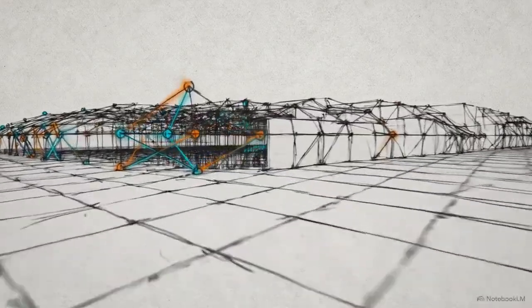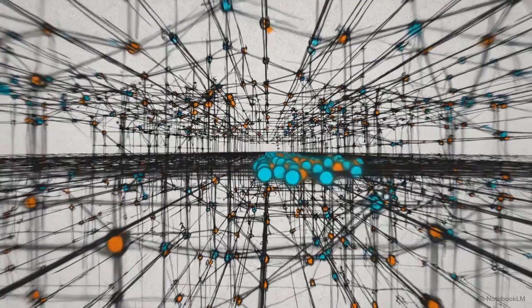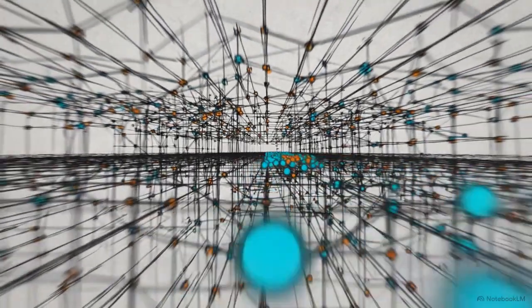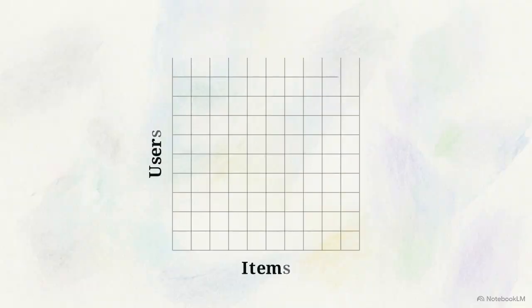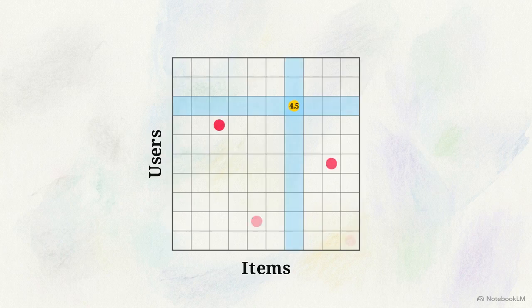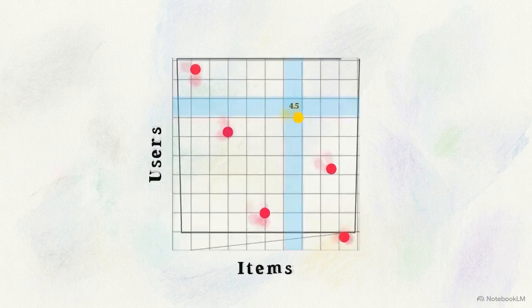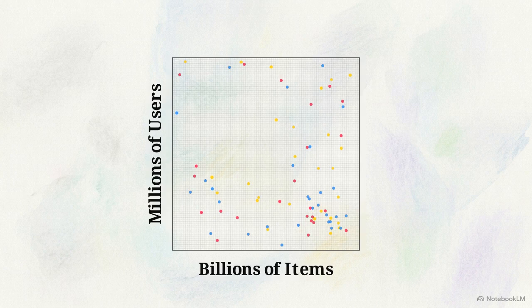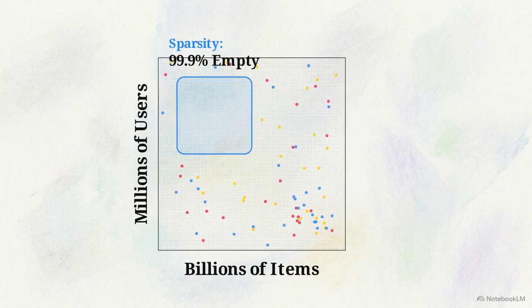When we design systems to process the behavior of the global internet, we build structures stretching into millions of rows and billions of columns. This diagram represents a utility matrix. It is the core architectural tool for tracking relationships, plotting millions of users on one axis against billions of items on the other, mapping every web click, movie rating, or e-commerce purchase.